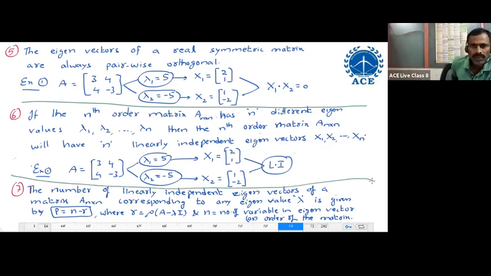So these are the properties. All the properties are completed. Next, we do the problems on this. Problem number 1. First problem.